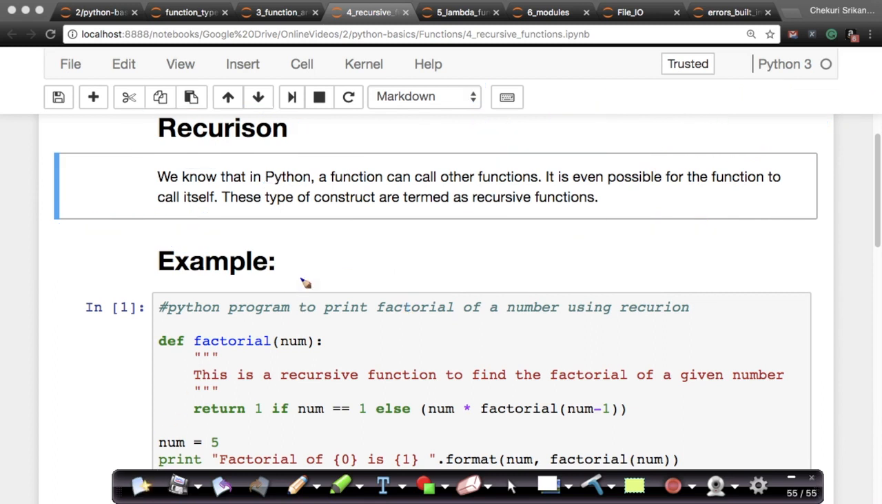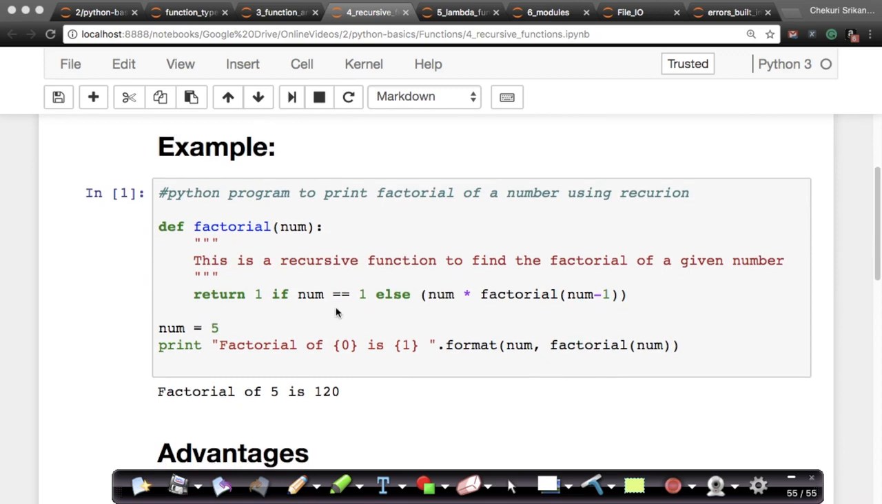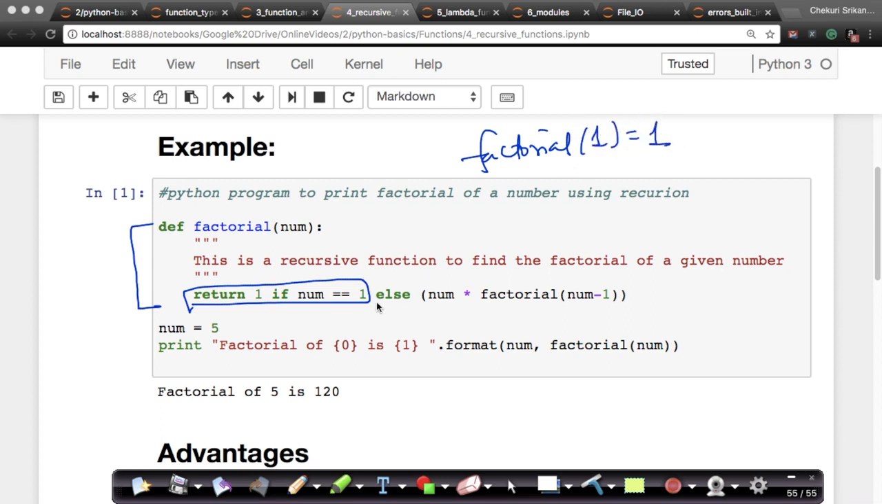We'll see an example. Imagine let's implement factorial. It's not very hard. Here is my function definition. It's very elegant. What I'm saying here is factorial of num: return 1 if num equals 1. This means factorial of 1 equals 1, else return num multiplied by factorial of num minus 1. So what am I saying here? Factorial of n is nothing but n multiplied by factorial of n minus 1.